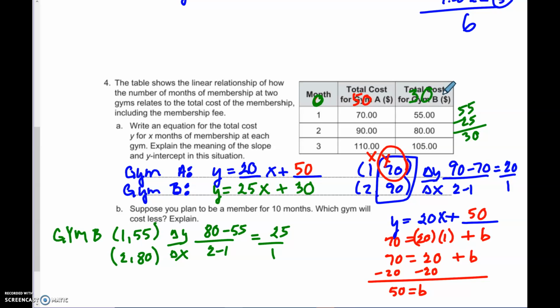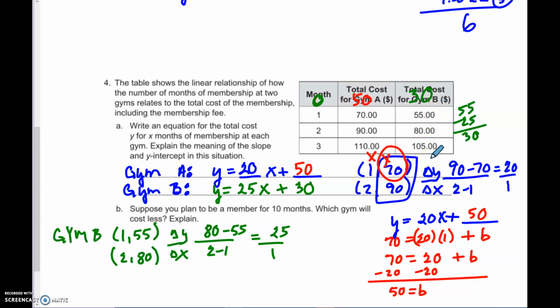Now, part B wants to know, suppose you're going to be a member for 10 months. Where should you go? If you look, after 1 month, you should go to Gym B. 2 months, Gym B is still cheaper. 3 months, Gym B is still cheaper. You can see it's getting closer, but Gym B is still cheaper.